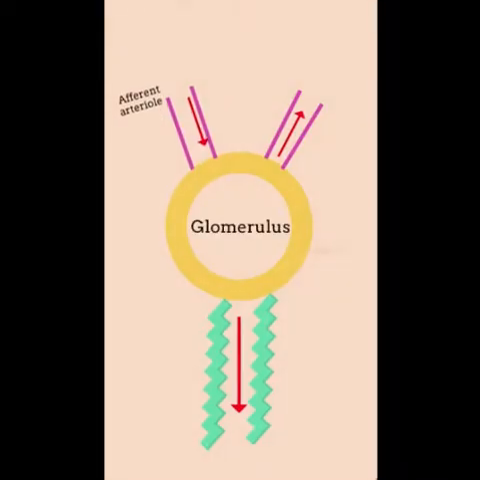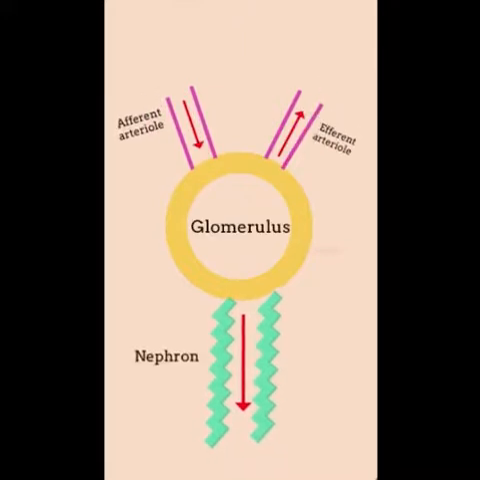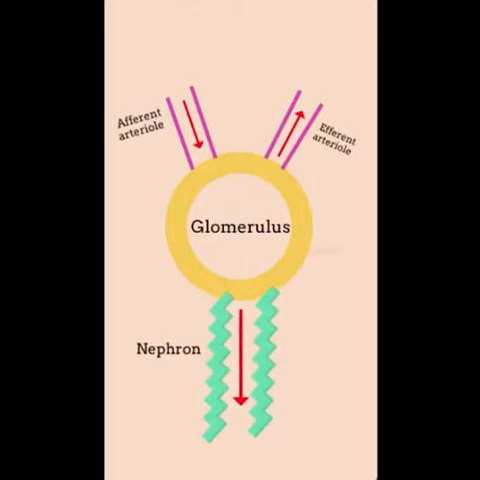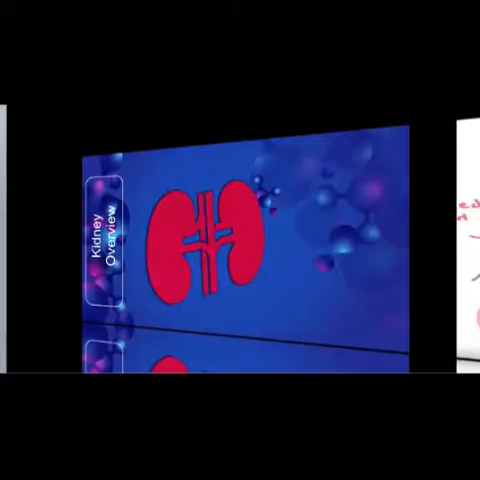We have the afferent arteriole on the left side, going towards the glomerulus, and the efferent arteriole going away from it. At the bottom is the nephron, where the fluid coming out is a filtrate, which will eventually become urine after being heavily modified.